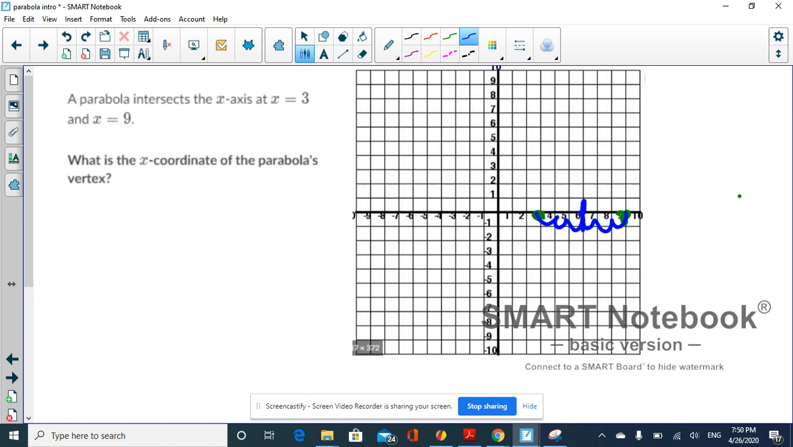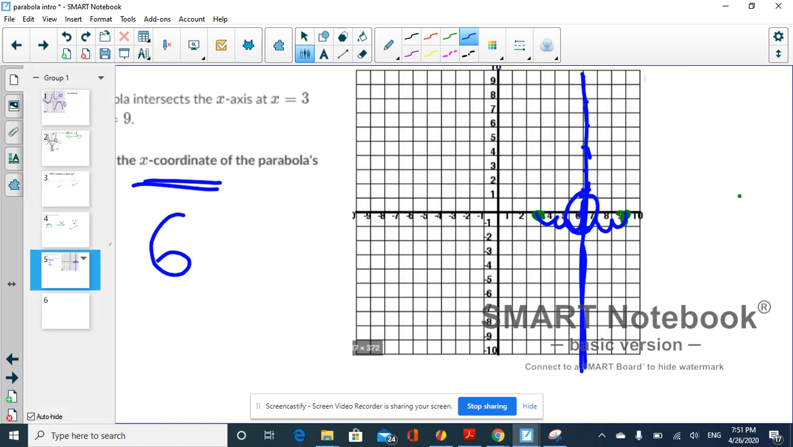So the vertex should be on this line. This is the axis of symmetry, it should be here. So the vertex should be at a point on this axis of symmetry. That means the x-coordinate of the parabola's vertex is 6. This point is 6 here, so the x-coordinate is 6, which is between 3 and 9.